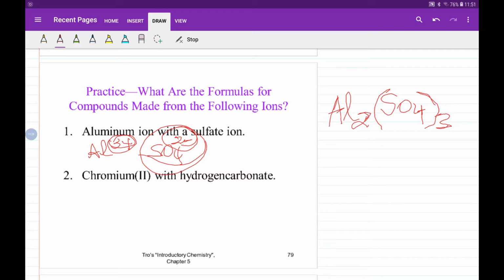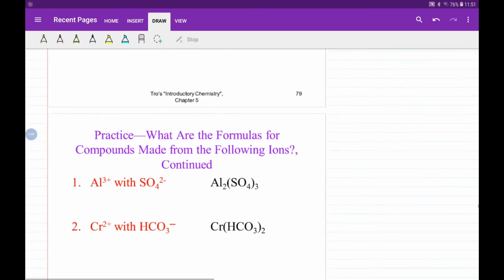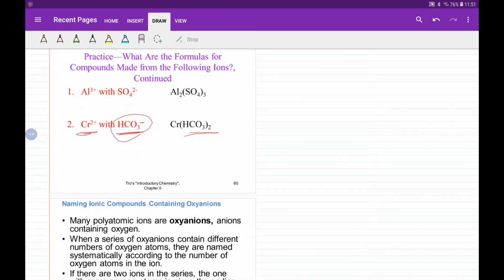Now, let's look at chromium 2. For chromium 2 ion, this is the formula, Cr2 plus, and hydrogen carbonate, that is the formula right here. 2 plus, -1, that means I need 2 hydrogen carbonates. 2 hydrogen carbonates are needed, and the formula will be as such. Since hydrogen carbonate is a polyatomic ion, it must be surrounded with parentheses in order to indicate that I have 2 of them.